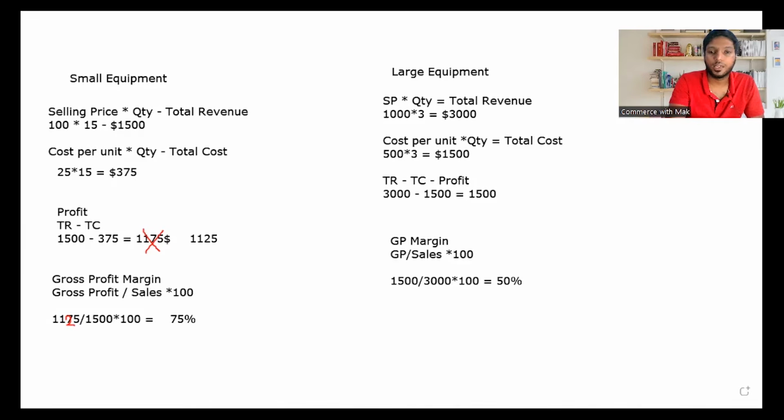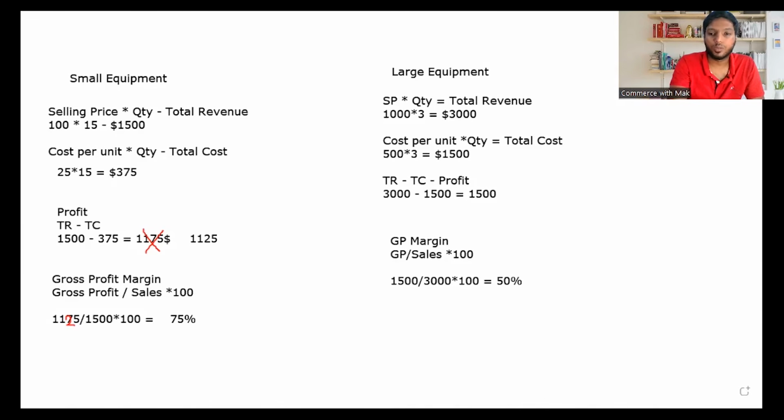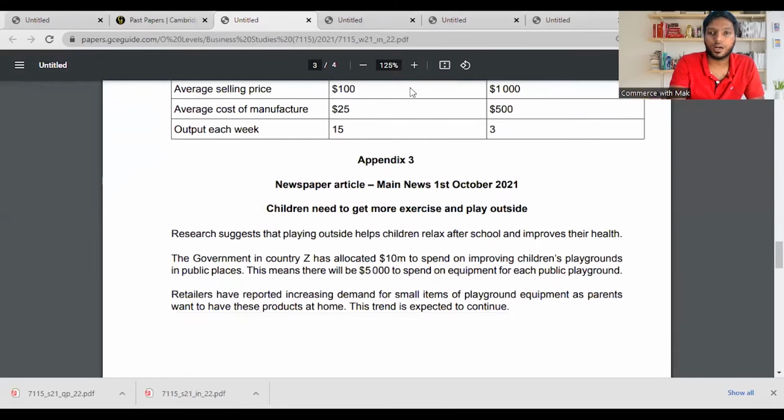We have discussed the calculation area. So moving on to the next part, the third article, Appendix 3. I'm taking a lot of time in explaining this because many students don't know. I don't know if there is any YouTube channel which teaches papers in detail, but I just wanted to give my best on this explanation. The same explanation which I give for my class students, I am giving today in this video. Appendix 3 speaks about a newspaper article, main news, 1st October 2021.